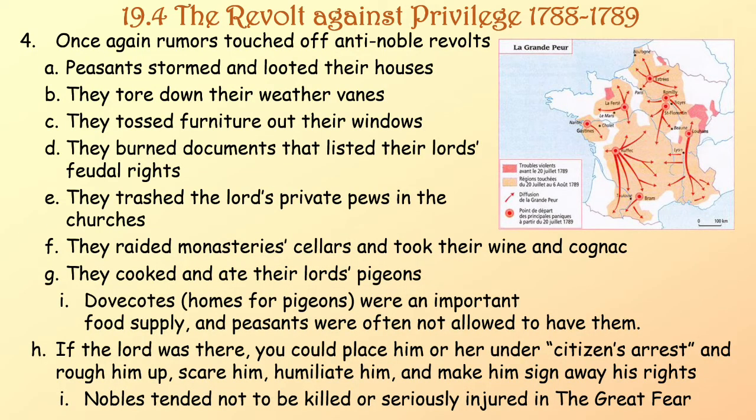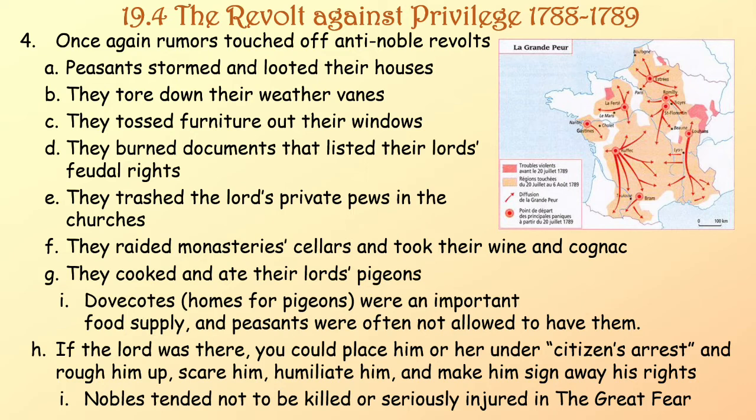Once again, rumors touched off anti-noble revolts. Peasants stormed and looted their houses. They tore down their weather vanes. They tossed furniture out their windows. They burned documents that listed their lord's feudal rights. They trashed the lord's private pews in the churches. They raided monastery cellars and took their wine and their cognac. They cooked and ate their lord's pigeons.